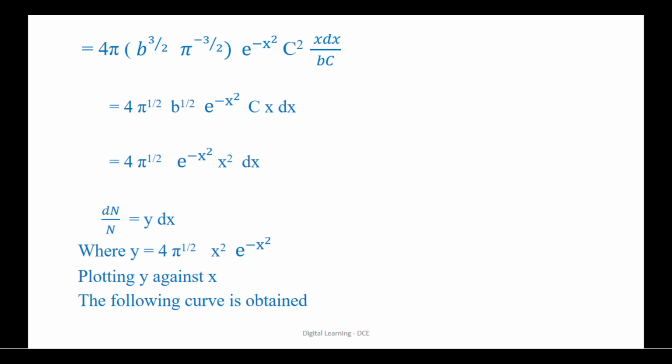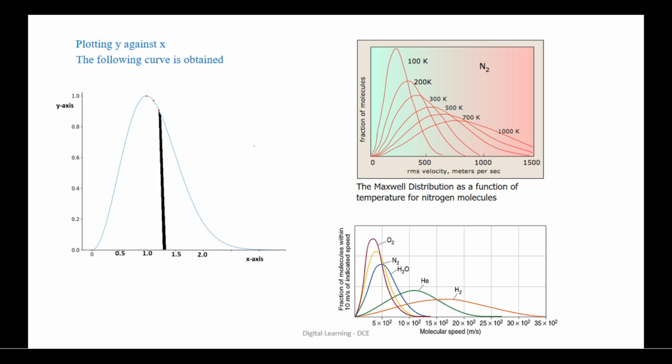Again, on simplification, we get 4 pi to the power of e to the power of minus x square into x square dx. Finally, we get dn by n is equal to y into dx. Here, y is equal to 4 pi to the power of x square e to the power minus x square. Then by plotting y against x, we get this curve.